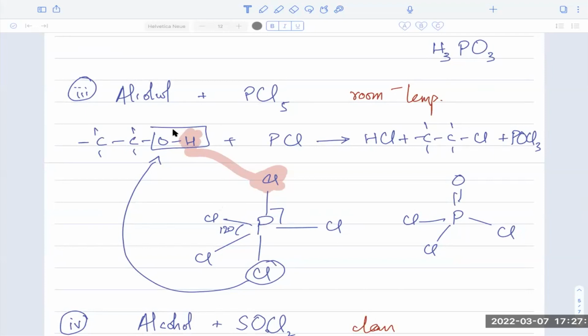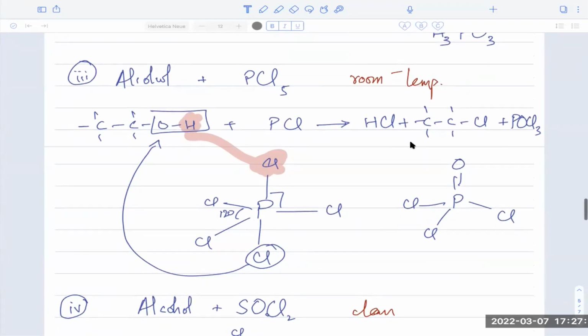One chlorine reacts with hydrogen. Both of them are replaced with oxygen in the PCl5 compound. So you end up with POCl3, HCl, and the halogen alkane that you wanted to make. Of course, you can separate them out through fractional distillation.